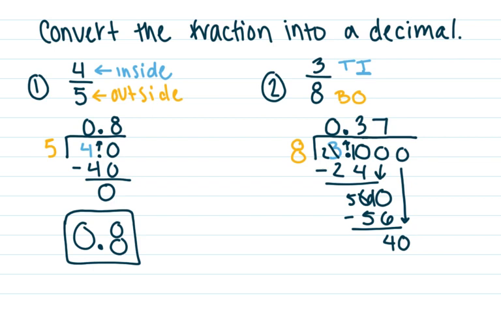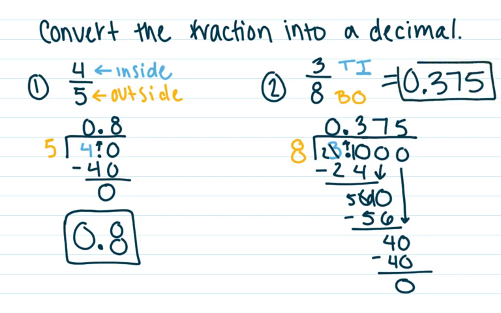8 goes into 40 5 times. 5 times 8 is 40. I subtract. I get my 0. I have no more numbers to bring down. I have a 0 down here at the bottom, and so that means that I am finished. My final answer here is 0 and 375 thousandths.